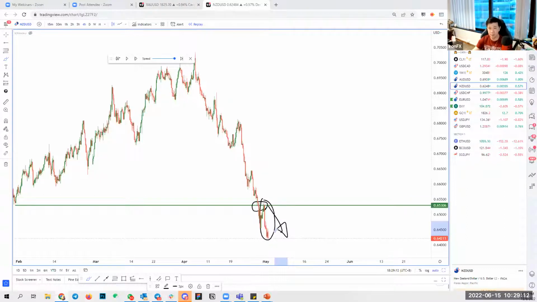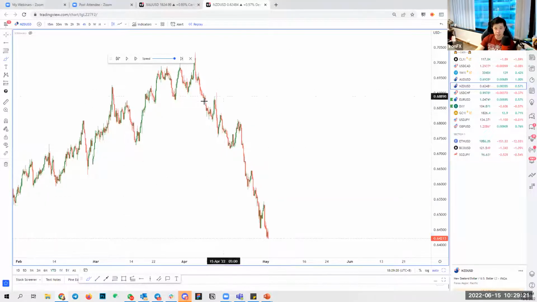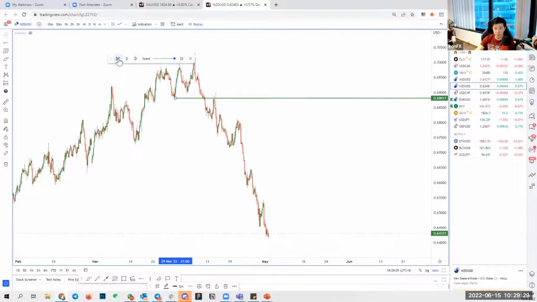Yeah, but you will see this happen a lot in varying degrees. Okay, let me show you another shorter term example. Just this move over here, this level over here. Replay. I'm going to show it with the replay feature over here.